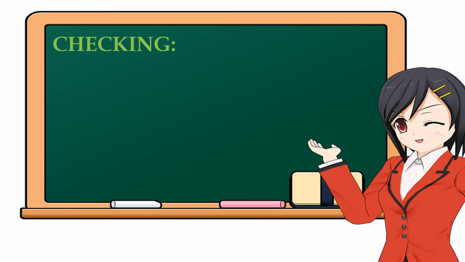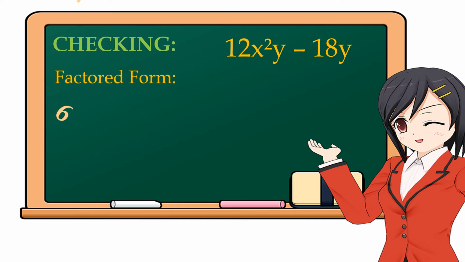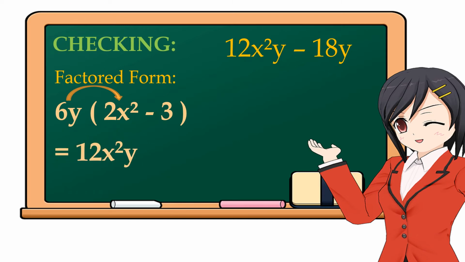So let's have the checking. 12x squared y minus 18y has a factor form of 6y times quantity 2x squared minus 3. So let's check if 6y times quantity 2x squared minus 3 is equal to 12x squared y minus 18y. So using the distributive property, we will multiply 6y to 2x squared and 6y to negative 3. So 6y times 2x squared is equal to 12x squared y, and 6y multiplied by negative 3 is equal to negative 18y. So our answer is correct.